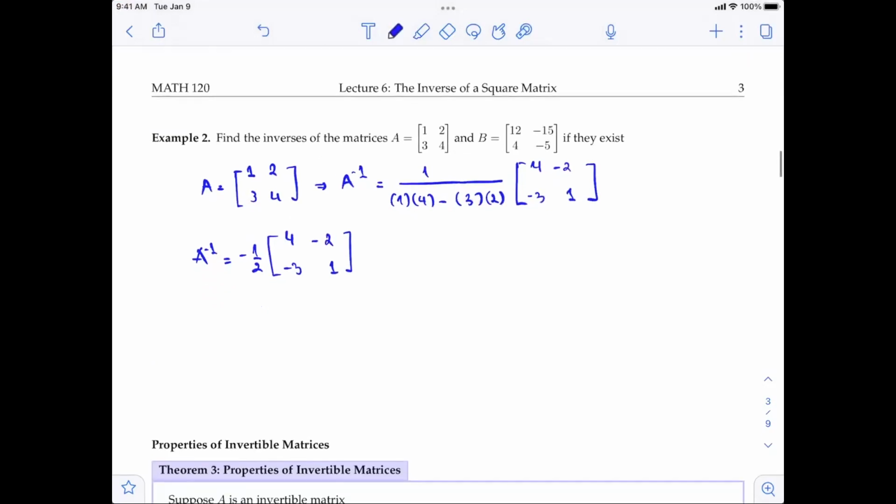Now for the matrix B, you get the matrix of the form 12, -15.